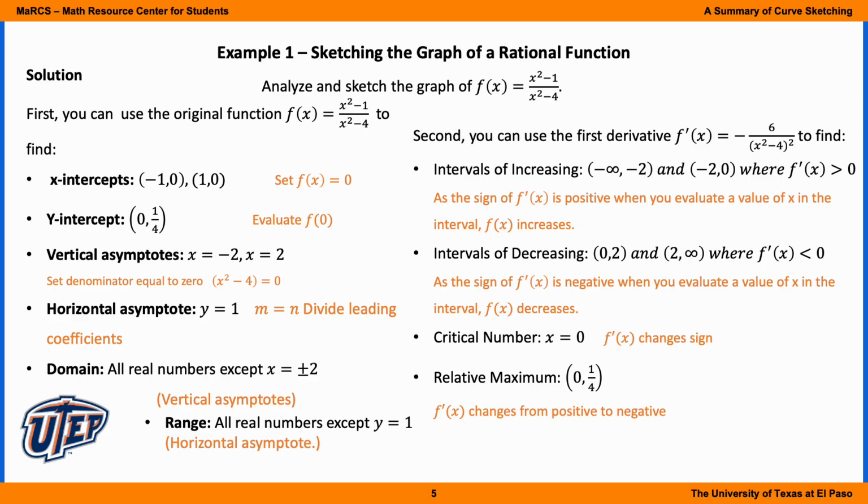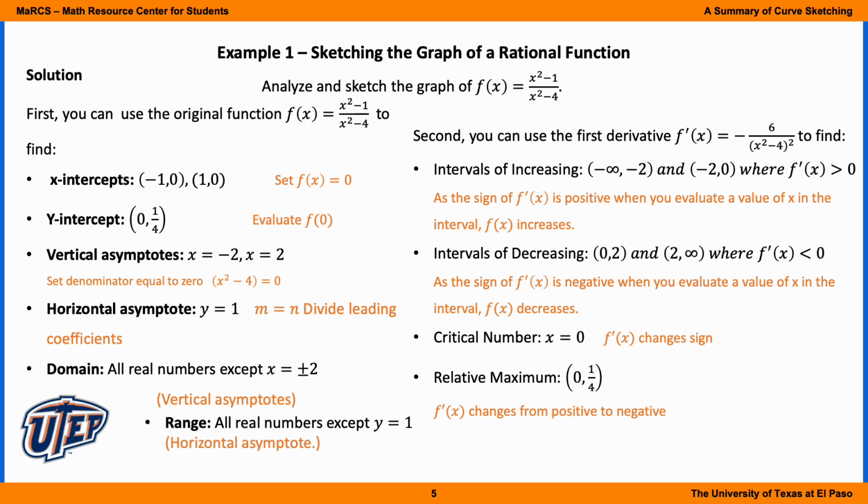Now for our vertical asymptotes, we set our denominator equal to 0, and in our denominator we have a difference of squares. So we have x squared minus 4. So we can factor that into x minus 2 times x plus 2 and set each of those equal to 0. So that means that our vertical asymptotes will happen at x is equal to -2 and x is equal to +2.